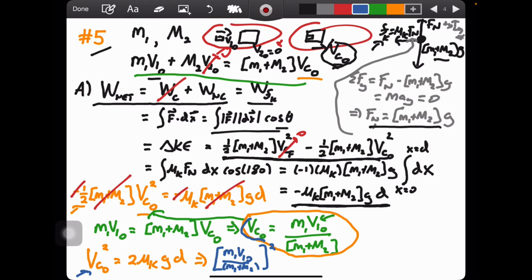So now you have all of this squared. That's what you see in the bracket squared there. That is equal to m1 squared v1 naught squared divided by little m1 plus m2 squared. And all of that is still equal to 2 mu k g d.